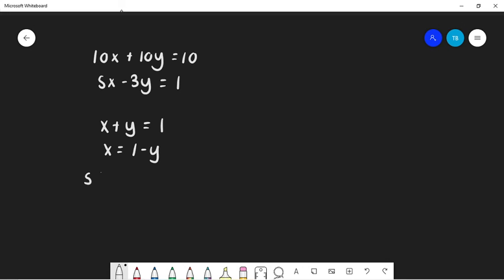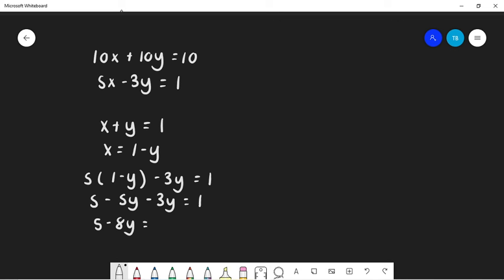So we have 5 times x, which again is 1 minus y, minus 3y equals 1. We will simplify by distributing the 5. That's 5 minus 5y minus 3y equals 1. Combine our like terms, so that would be 5 minus 8y equals 1. Subtract 5 on both sides, so we'll get negative 8y equals negative 4. And then last step, I'll write it over here. We divide both sides by negative 8, so then y is equal to positive 1/2.